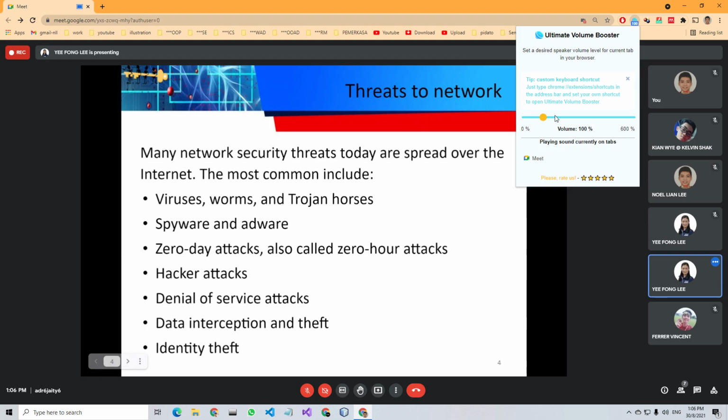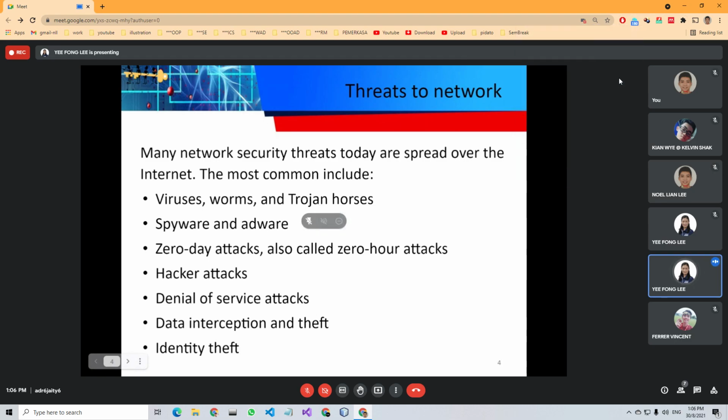WhatsApp group. So out of the threats to a network, we have 1, 2, 3, 4, 5, 6, 7 common network security threats. All these, from virus, worm, until identity theft. We look at them one by one. Where is my virus here? Eavesdropping. Okay, we have done all these except the 0-day exploit. We also touched this before.